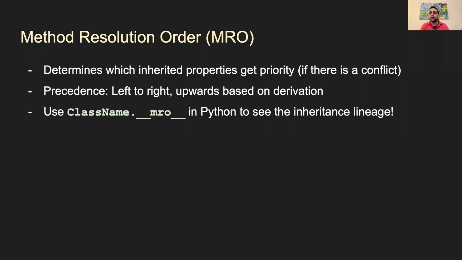And so this is something in Python where, for inherited properties, there's a predetermined order, especially if there's a conflict. This can happen especially when you get more complex class diagrams or inheritance models. You can have conflicts. So the way the precedence goes is left to right ordering and upwards in the inheritance tree based on derivation. And one way you can actually observe the MRO for a particular class is by putting the full class name and then using the __mro__ attribute of the class. This will print out a tuple listing out the ordering for the MRO.